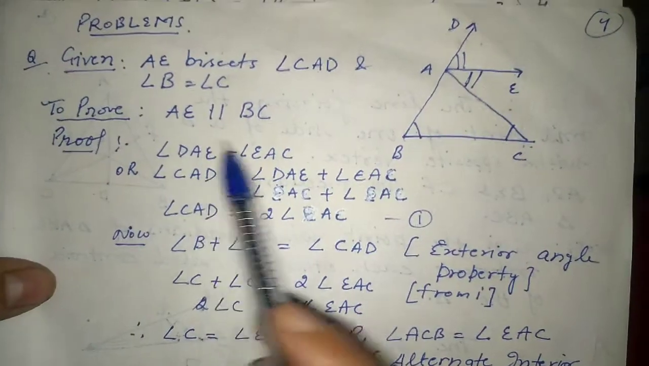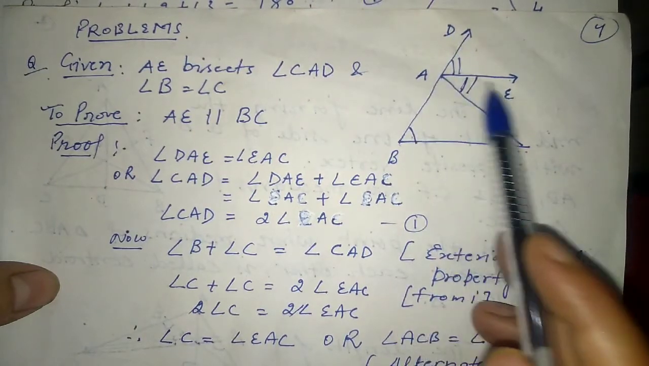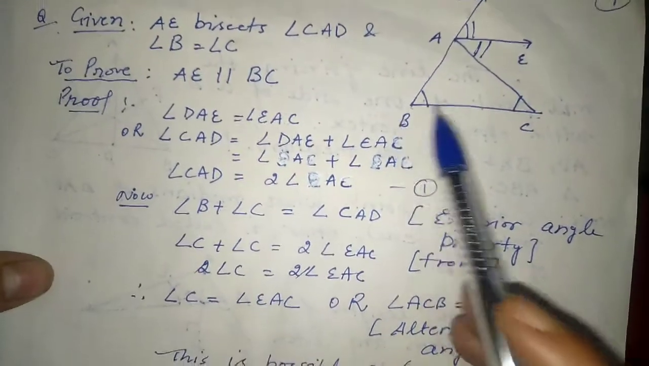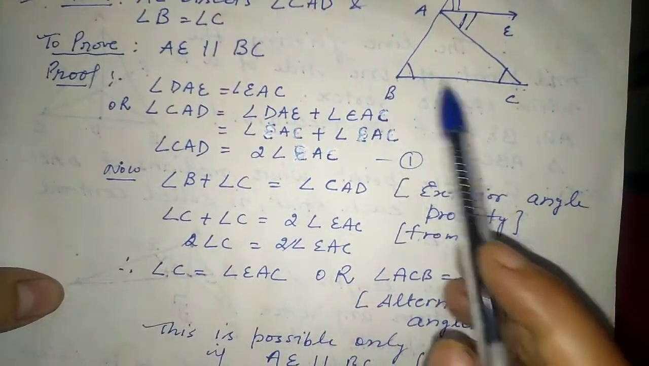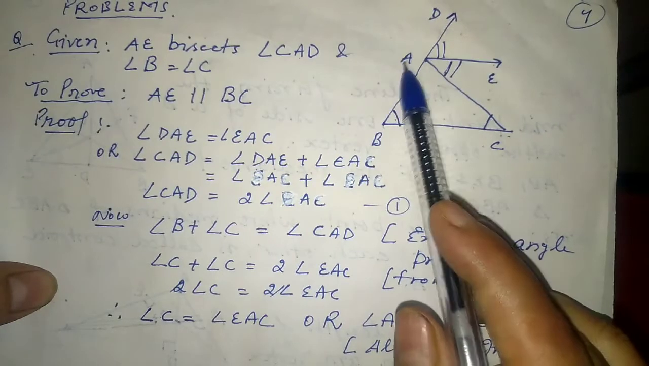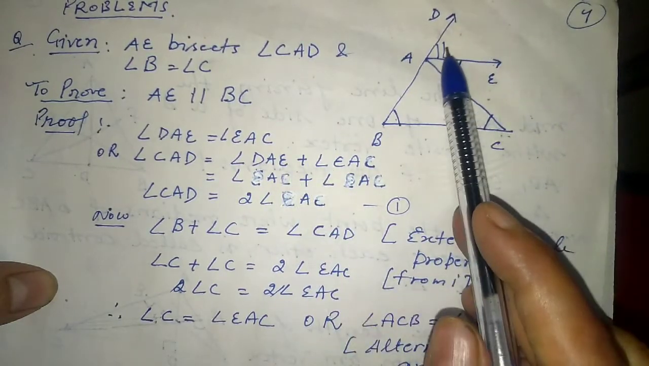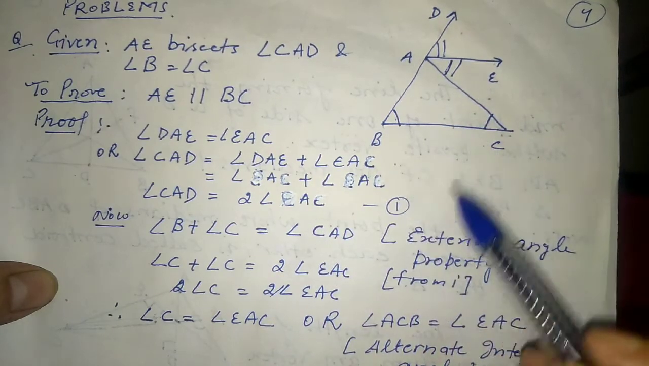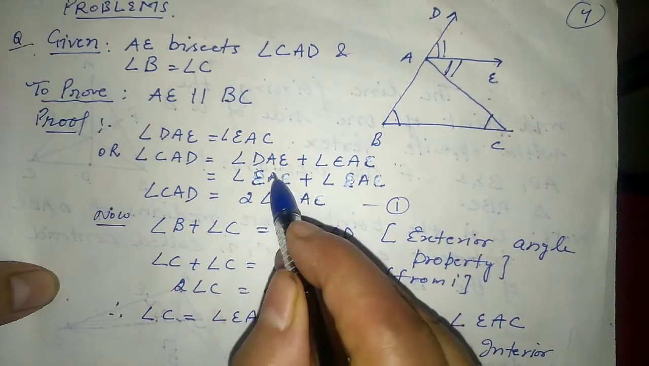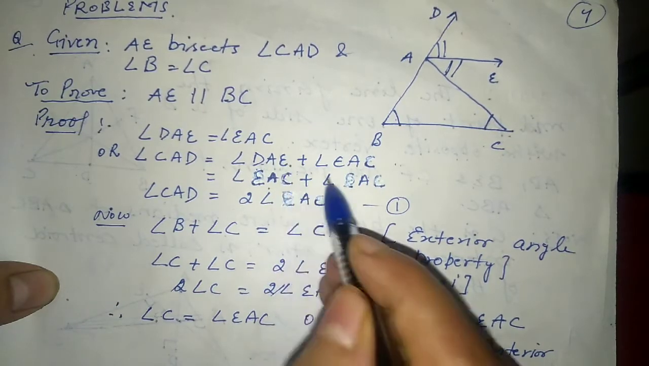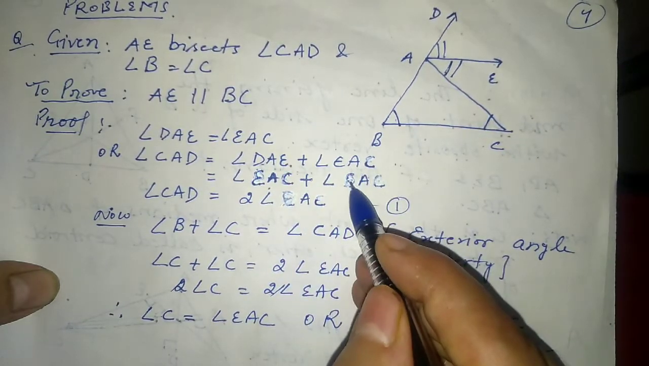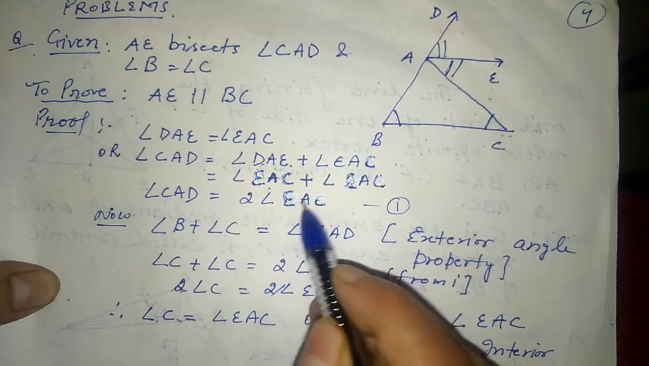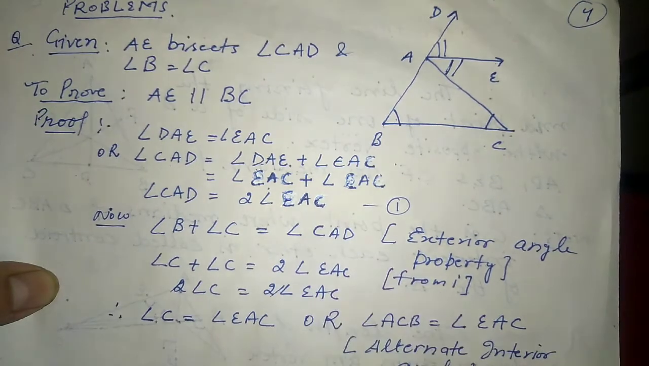So what is the proof here? Angle DAE is equal to angle EAC. Angle CAD is the sum of these two angles, DAE plus EAC. DAE can also be written as EAC, and EAC will remain as it is. So angle CAD we can write as twice angle EAC.